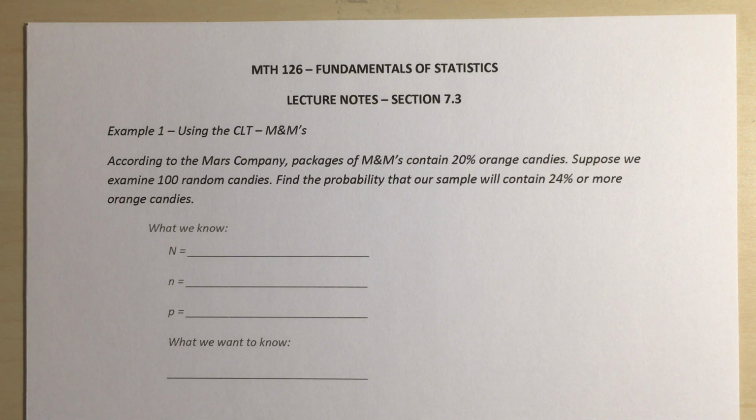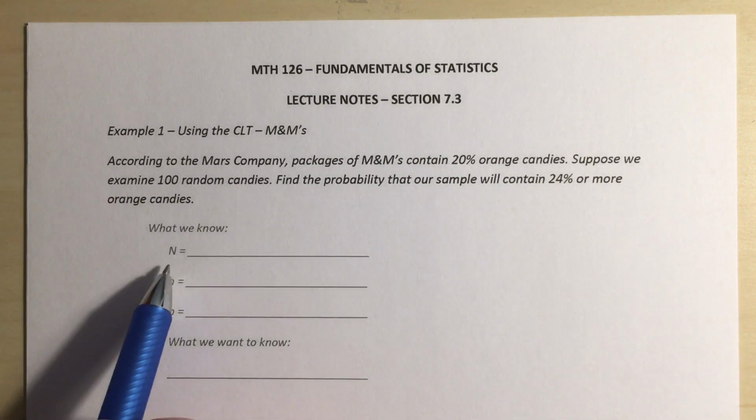So up at the top we have our problem. According to the Mars Company, packages of M&Ms contain 20% orange candies. Suppose we examine 100 random candies. Find the probability that our sample will contain 24% or more orange candies. So we're going to start by listing out things that we know and what we want to know.